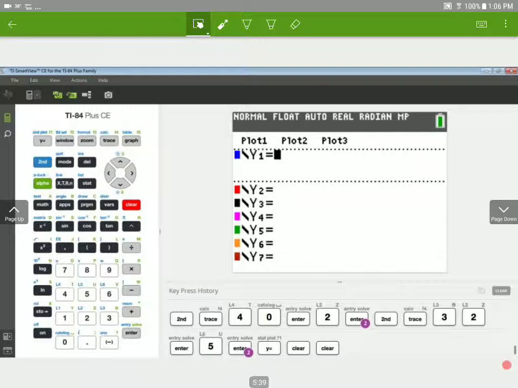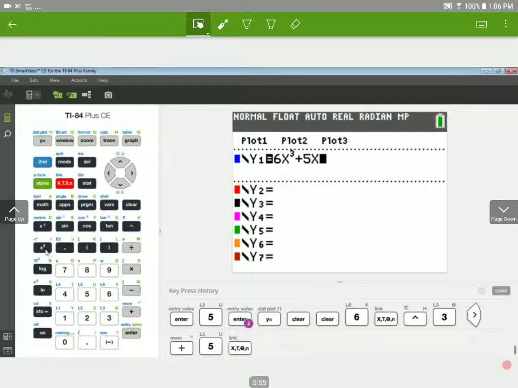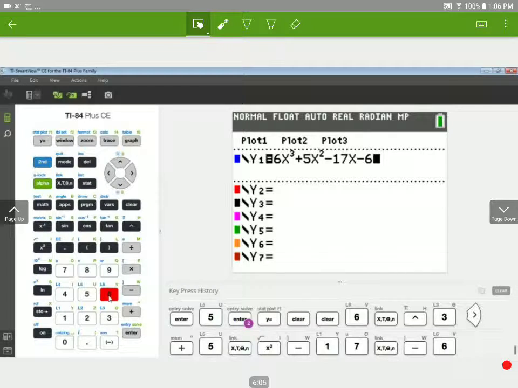Conjunction junction, what's your function? So we got 6x to the third, plus 5x squared, minus 17x, minus 6. All right, cool. So that's the function they gave us.